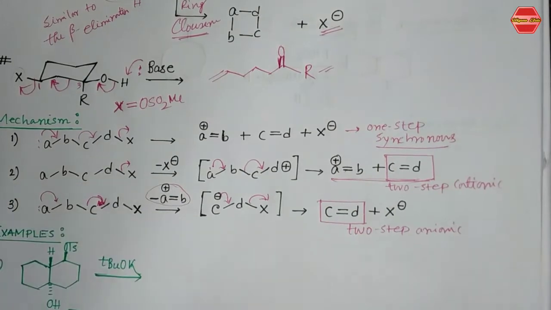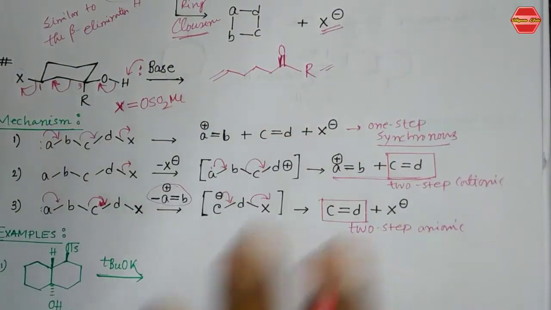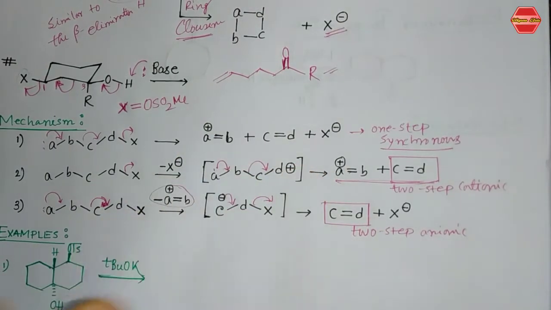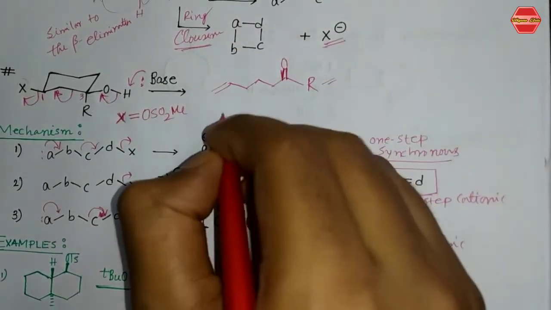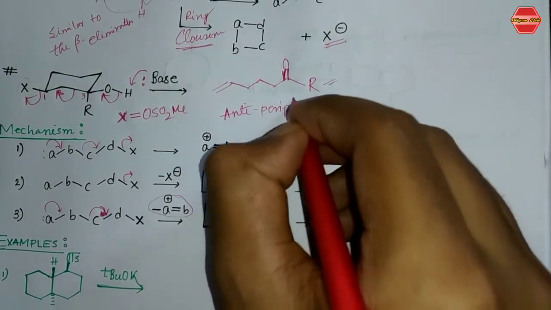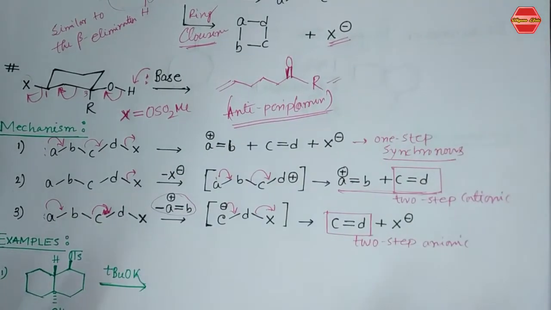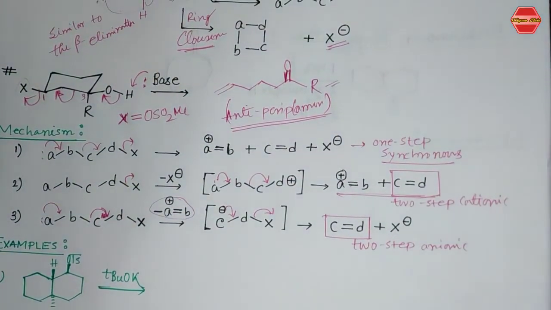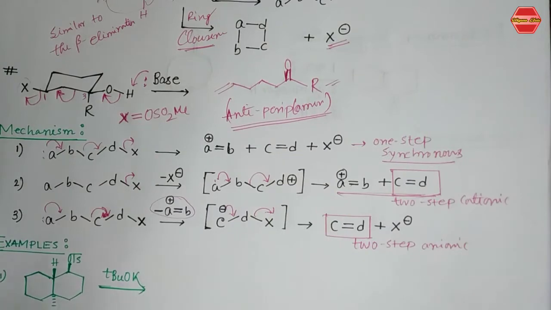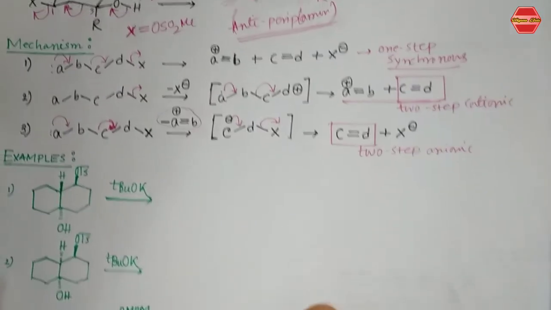So as you can see, there are three types of mechanism, and the anti-periplanar position is very important. I mentioned over here, the anti-periplanar position is very important, and it is quite similar to the beta elimination reactions. So this is all about the Grob's fragmentation, and let's see some examples that are very important.